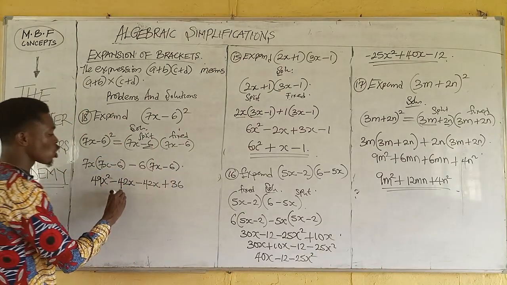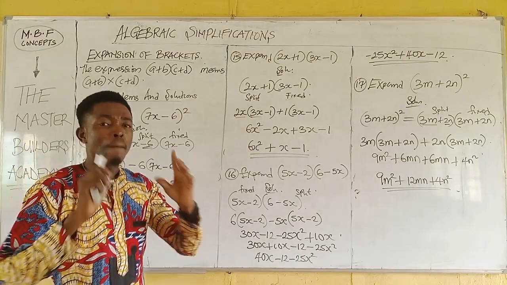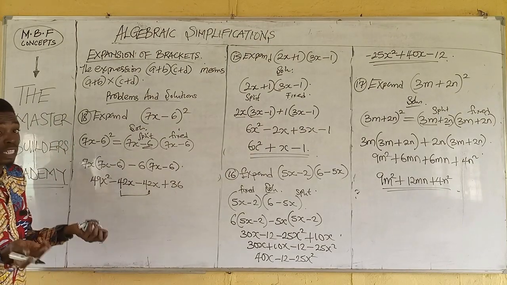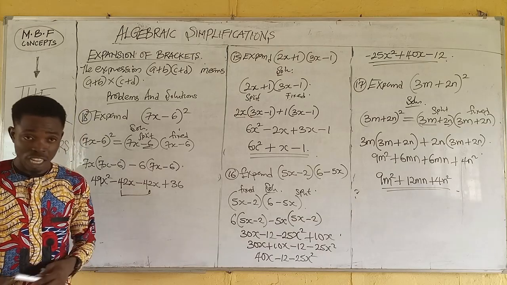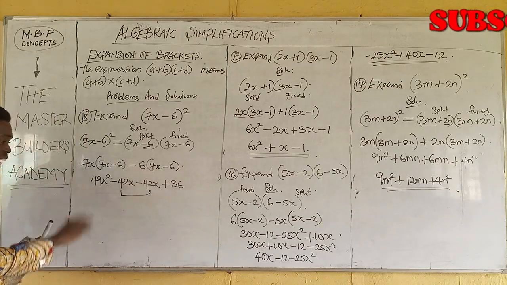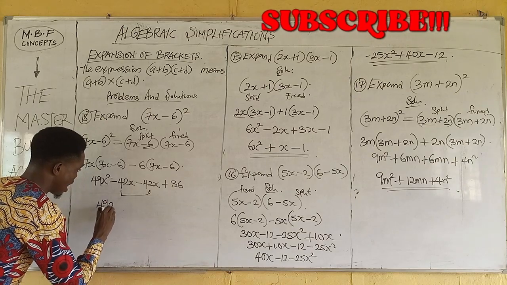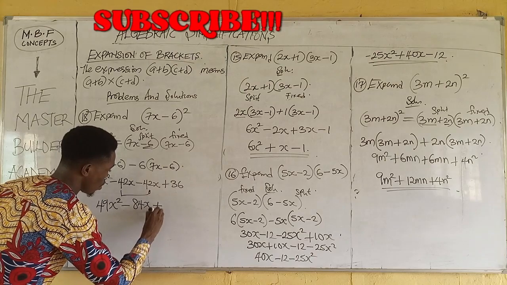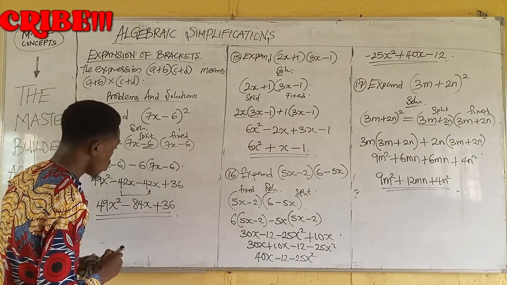Now finally, the two middle terms are alike, so we can add them up together. Minus 42x minus 42x will give us minus 84x. So we have 49x squared minus 84x plus 36. This is the answer to this question.